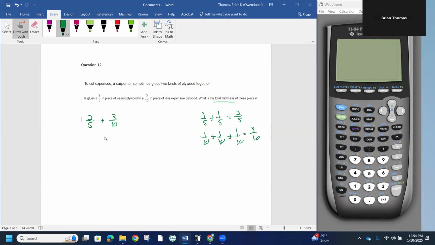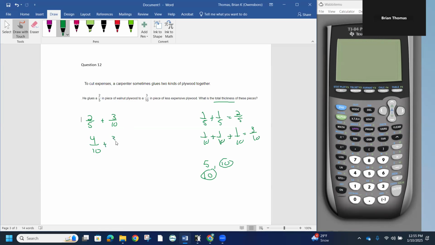So what we have to do is find what we call a common denominator or a common multiple. If we look at the denominators of 5 and 10, we're looking for a common multiple. Well, the next multiple of 5 is 10. So what we're picking up on is that 10 is a common denominator. To make this work, I can rename the 2/5 so it has a denominator of 10. But to do that, I have to multiply the numerator and denominator both by 2. When I multiply the top by 2, that turns into a 4. When I multiply the bottom by 2, that turns into a 10. So 2/5 is the same thing as 4/10.